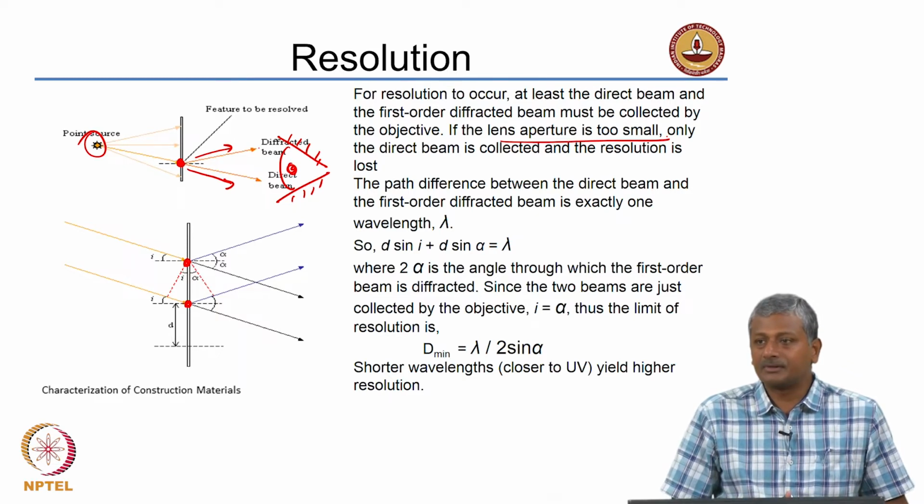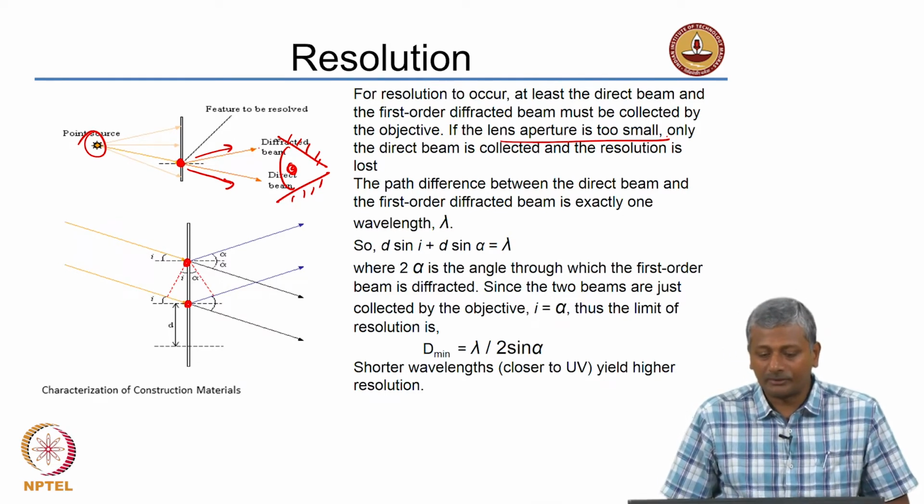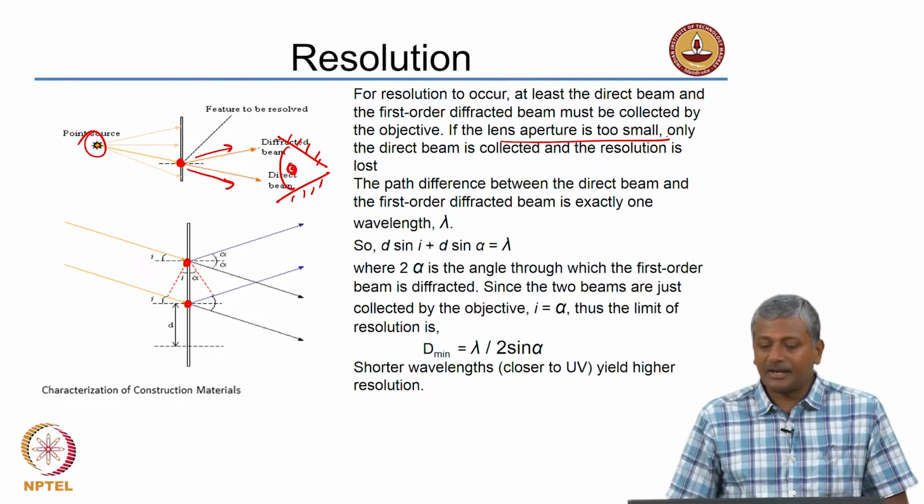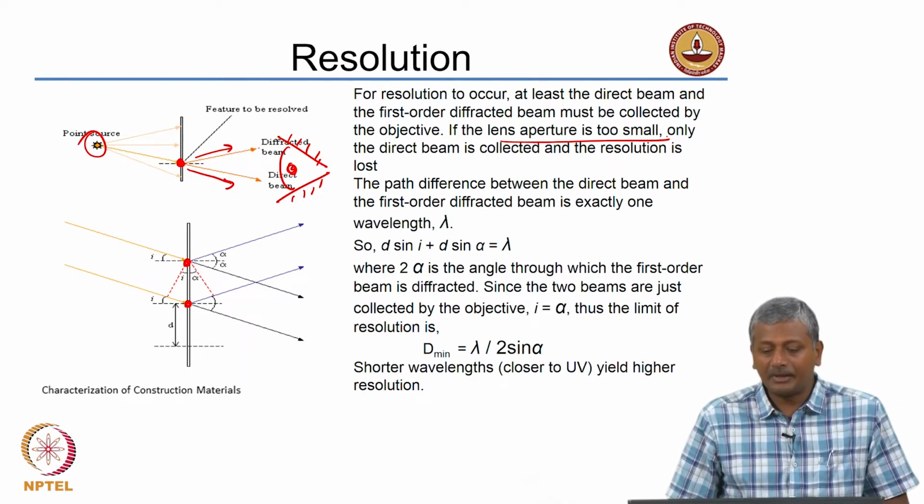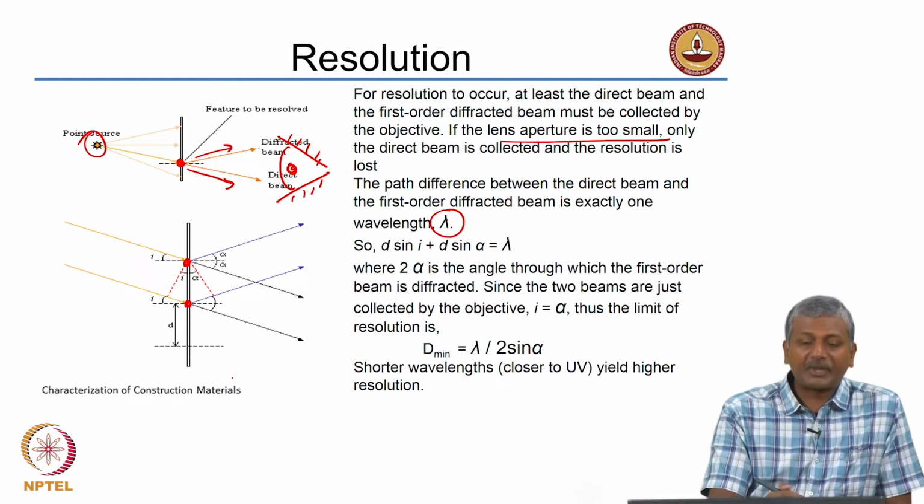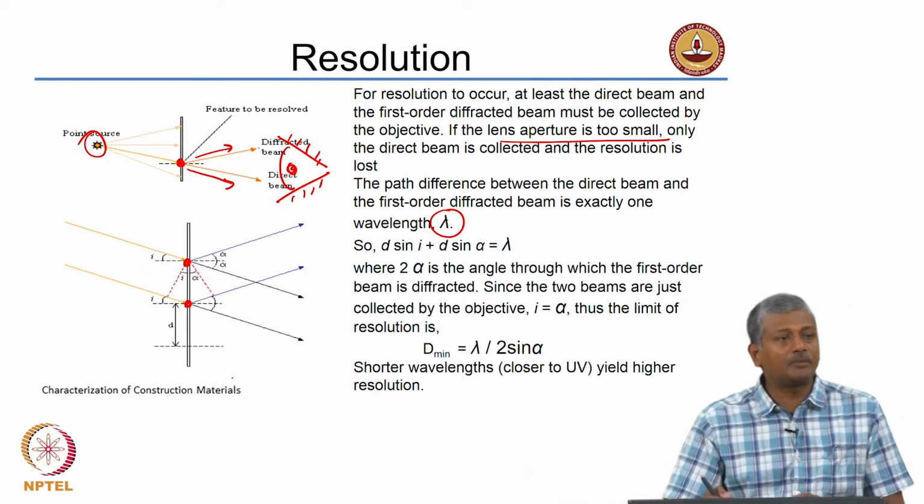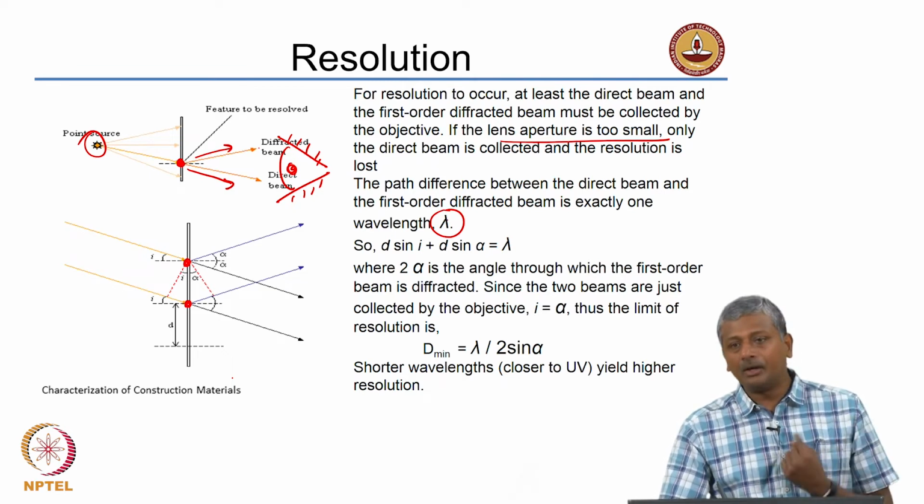So in my previous slide I asked you a question, what will happen when the aperture width is small or large? When your aperture width is small, you are only going to be collecting the direct beam and not the diffracted beam, and because of which your resolution will get lost. The path difference between the direct beam and the first order diffracted beam is exactly 1 wavelength lambda. So again you can work that out based on simple physics here, that the diffracted beam is out of phase from the direct beam by just exactly 1 wavelength.